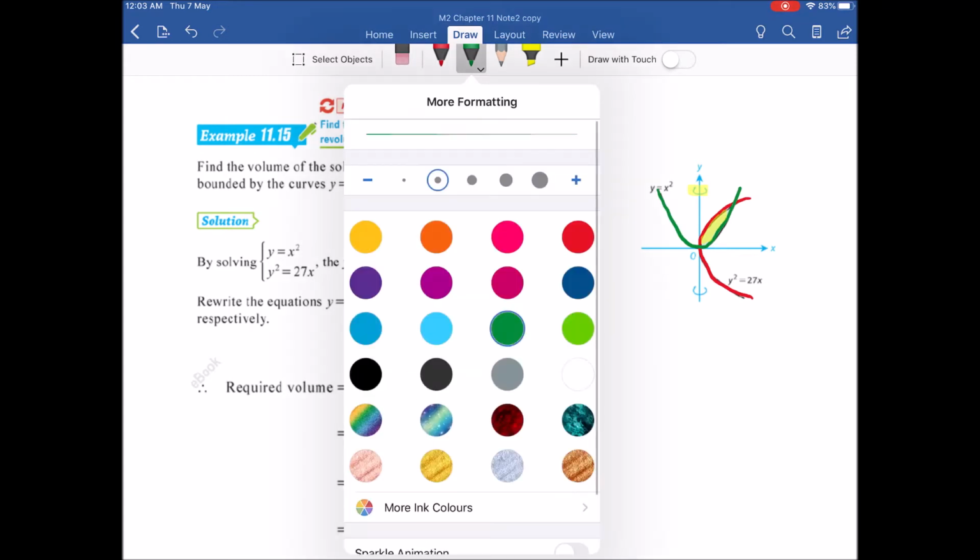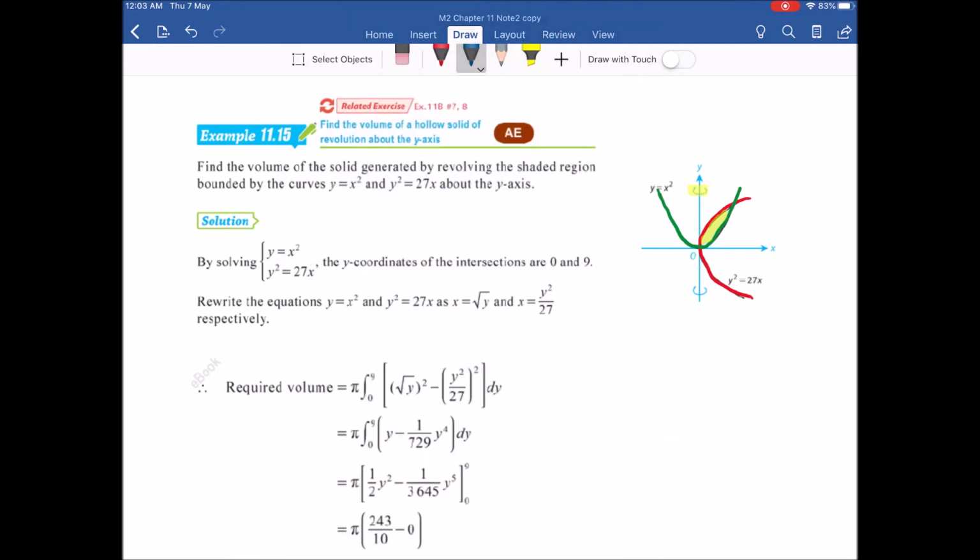So I change another color. So it is this length, the green one, which is pi x squared, and the height is dy. Integrate from 0 to the intersection. The intersection is 9.